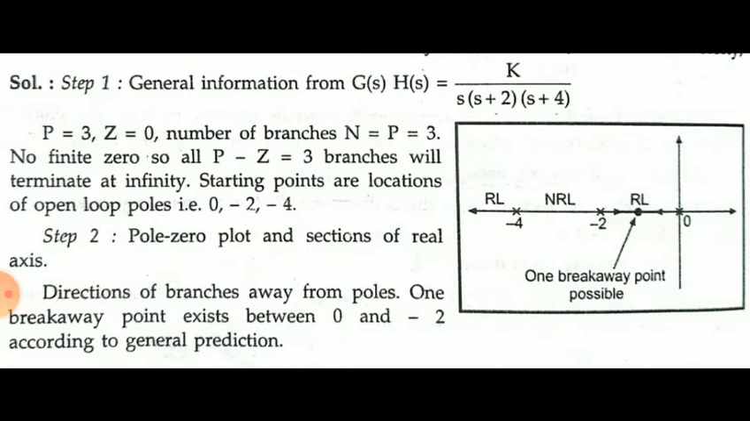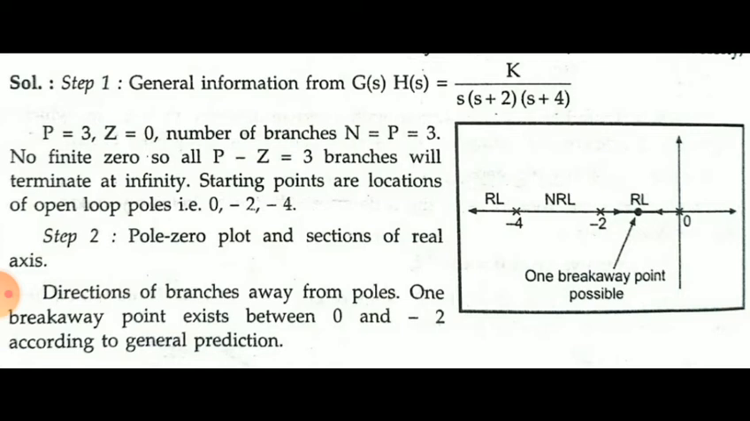Then step number 2, pole zero plot and sections of the real axis. So directions of branches are away from the poles. One breakaway point exists between 0 and -2 according to general prediction. So regarding RL, NRL and RL: RL means the point is on a root locus. NRL means the point is not on a root locus.